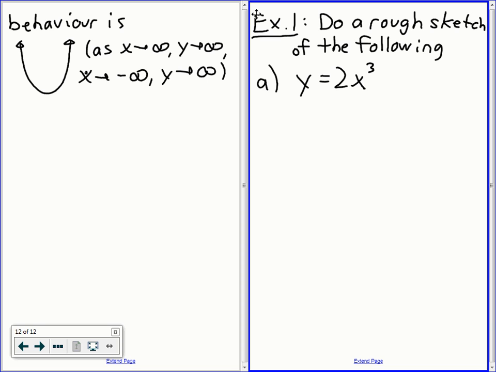Now, 2x cubed, that's my leading term. Is this going to be a positive or negative function? Positive, right? So leading coefficient is going to be positive. So is this going to be an even or odd function? Okay? Now, what does an odd function look like? Does it look like y equals x, or does it look like y equals x squared? Y equals x. So if I had to graph this one, y equals x is going to look something like this.